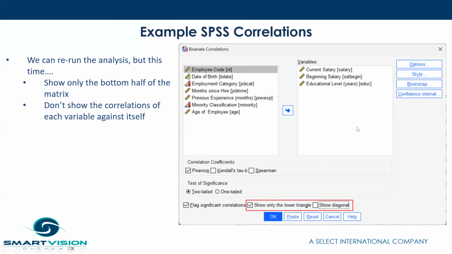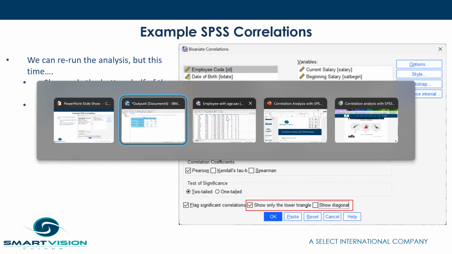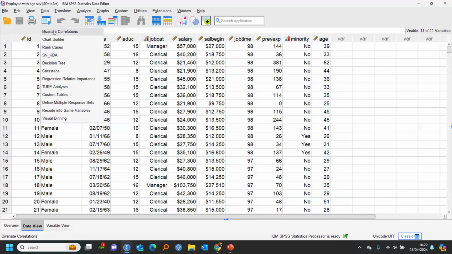Well, it turns out if you go back into the dialog box, you'll notice that it's got these really useful little buttons along the bottom here. One is you can rerun the analysis, but show only the bottom half of the matrix. So show only the lower triangle, and switch off showing the correlations of each variable against itself. So you can say, look, I don't need to see that beginning salary correlated against itself is 1. I mean, of course it's 1. It's not really useful. It's just being a bit dogmatic about showing the relationships.